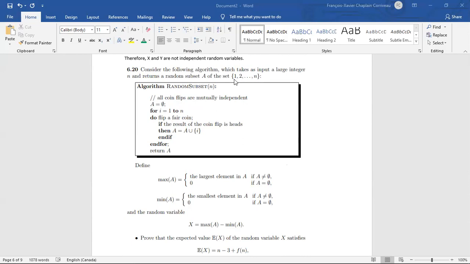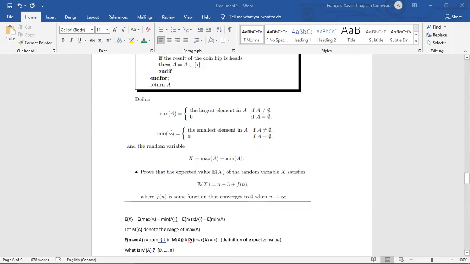We're looking at this algorithm. We have a set from 1 to n, and we flip a coin for each element. If the coin comes up head, we add this element to our subset. So this is the algorithm. It generates a random subset of this big set.